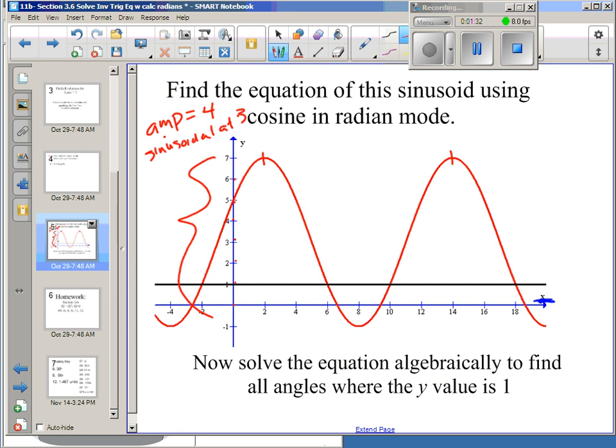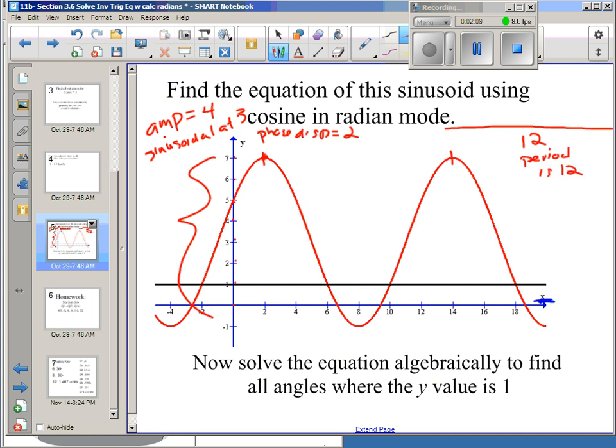My phase displacement, if I'm using cosine: cosine normally starts with this highest point on the y-axis. So since it is over to the 2, our phase displacement is 2. And then I need the period. So I start at 2 at my highest point. I come back to the highest point at 14. This distance right there is 14 minus 2, or 12, so that is my period. Period is 12.